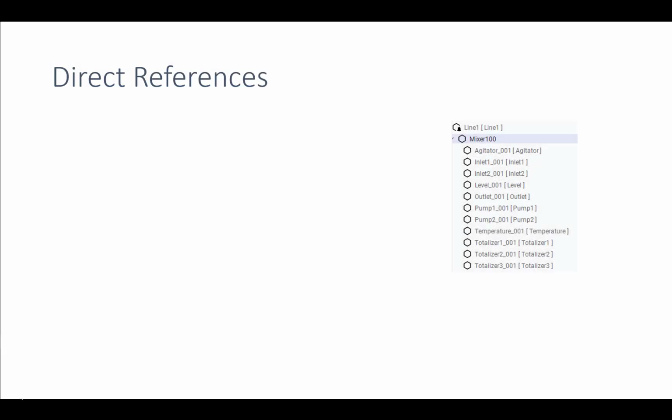One form of a direct reference is to use the tag name. Since every instance of an object must have a unique name, you can use that name in the form of tagname.attribute, or in this case, level1.pv.